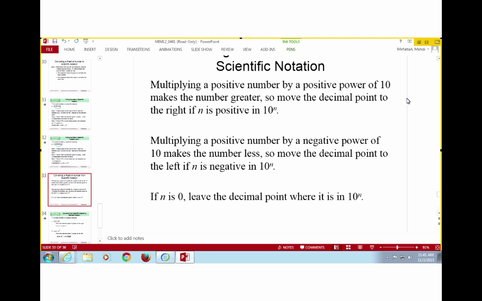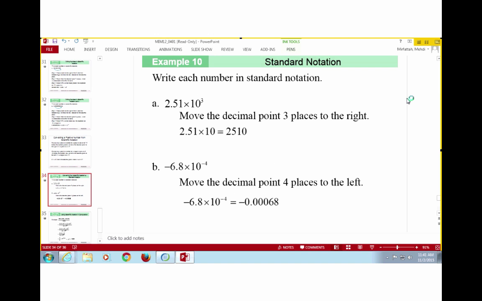So now we know how to deal with scientific notation and how to write numbers in scientific notation. We can look at some more examples. Write each number in standard notation, so we can go back and change it to standard notation backward. Here you have 2.51 times 10 to the power of 3. We're going to move the decimal point 3 places to the right. So that would be 1, 2, 3. That becomes 2,510.